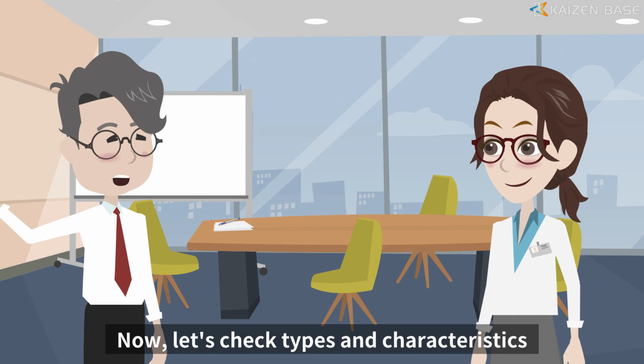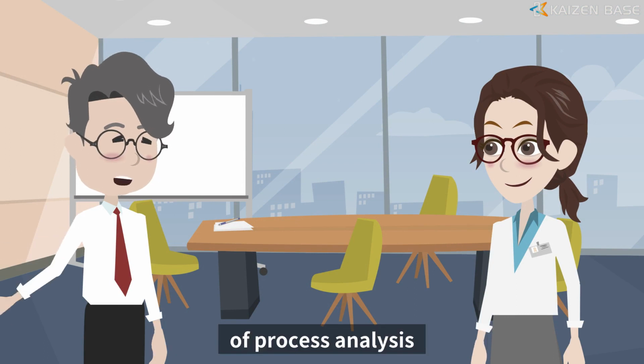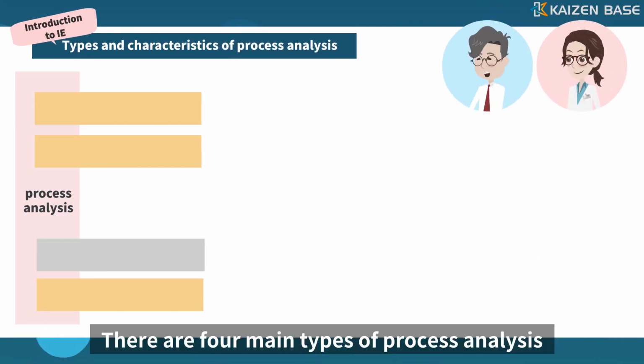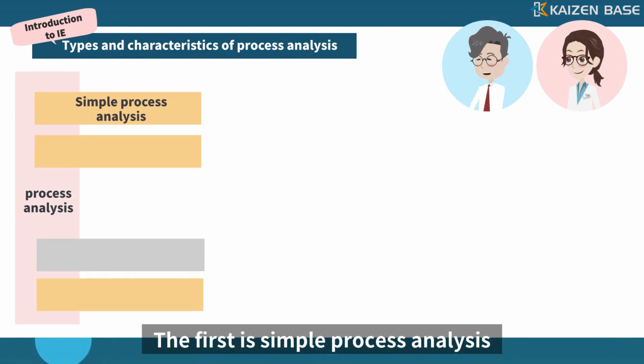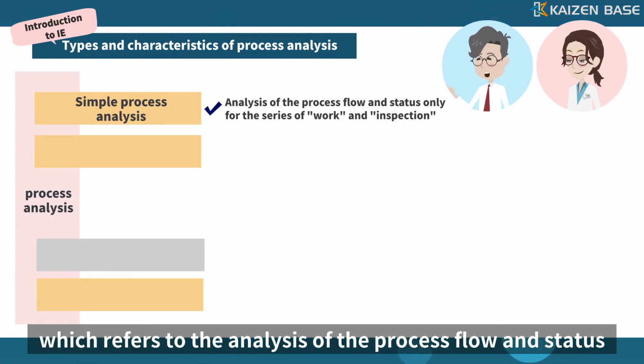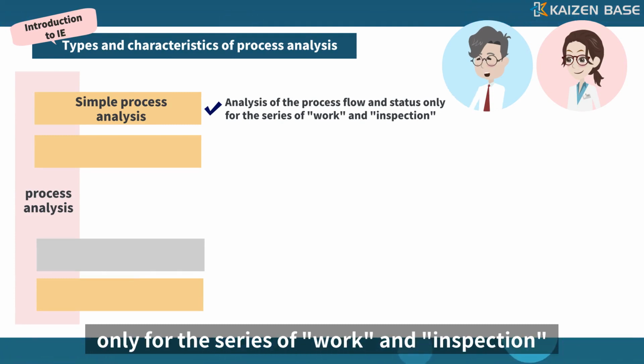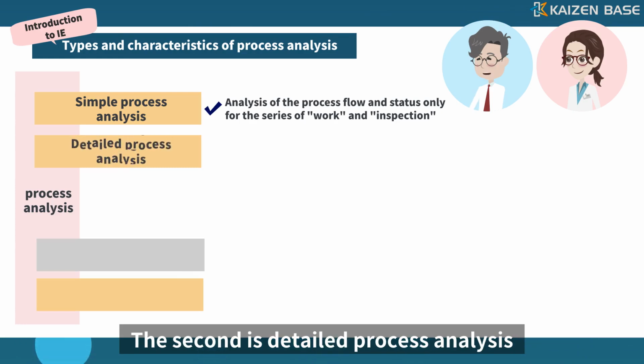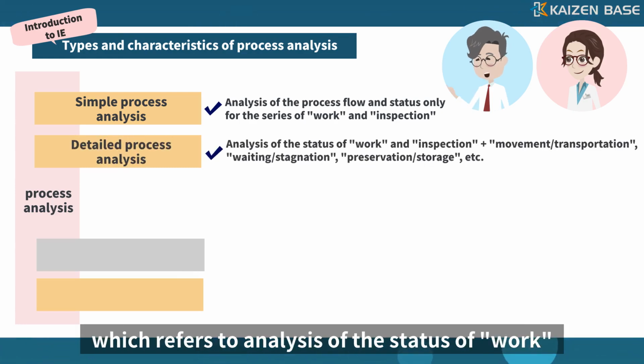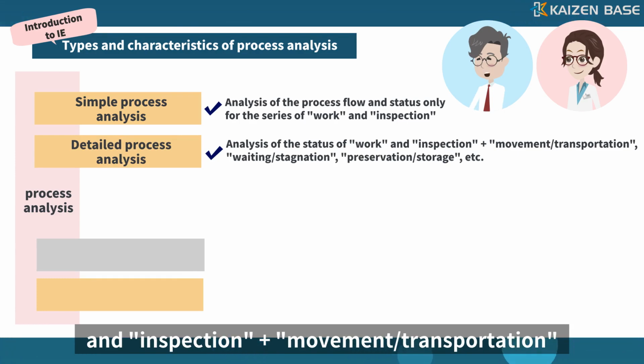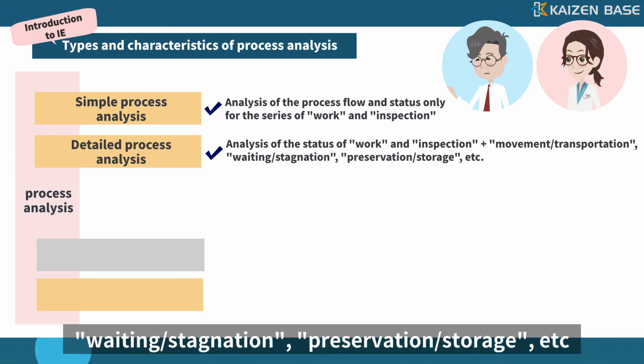Now, let's check types and characteristics of process analysis. There are four main types of process analysis. The first is simple process analysis, which refers to the analysis of the process flow and status only for the series of work, an inspection. The second is detailed process analysis, which refers to analysis of the status of work, an inspection plus movement transportation, waiting stagnation, preservation storage, etc.